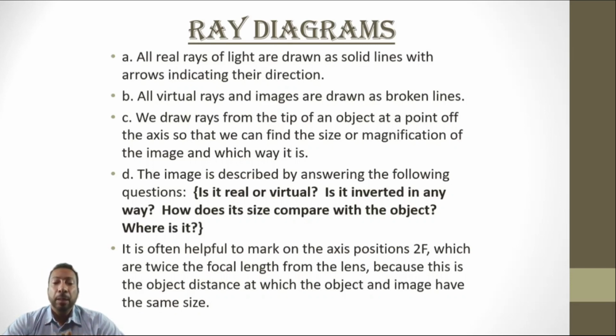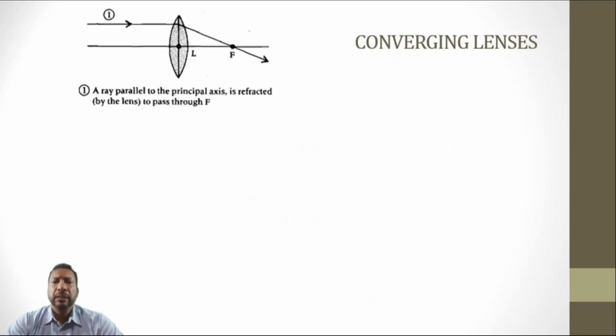Also, it is often helpful to mark on the axis the positions 2f on both sides, which are twice the focal length from the lens, because this is the object distance at which the object and image have the same size. So when it comes to converging lenses, we can draw 3 rays.